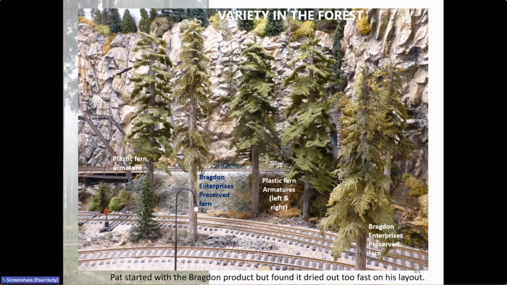It just does not stand up very well, and certainly not even to cleaning, which I know many of us loathe, but you don't see a lot of dust on trees in nature. Most places in the world, rain looks after that. So if you need to clean your layout once a year, over time, the Bragdon product Pat found just doesn't stand up. Plastic fern armature, this last one that Pat's been talking about, are two examples in here. And as he was saying, you can judge for yourself how realistic you feel they might be.